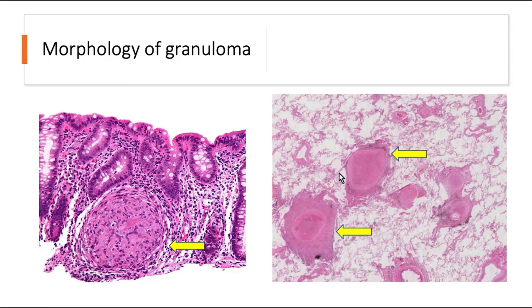The granulomas in Crohn's disease, on the left picture in the intestine, sarcoidosis on the right picture in the lung, and foreign body reactions tend to not have necrotic centers and are said to be non-caseating. Healing of granulomas is accompanied by fibrosis that may be extensive.